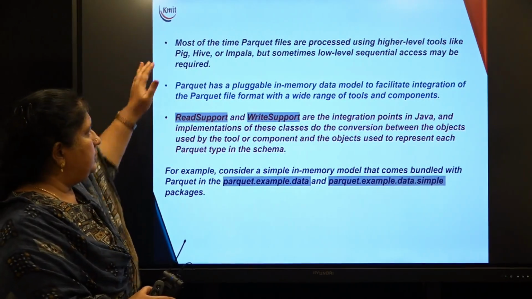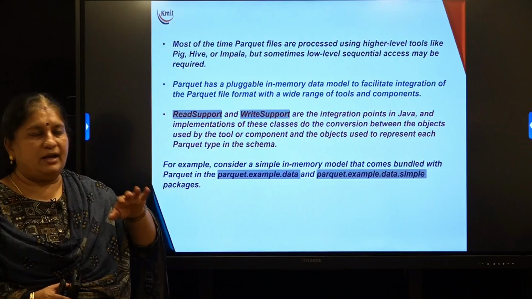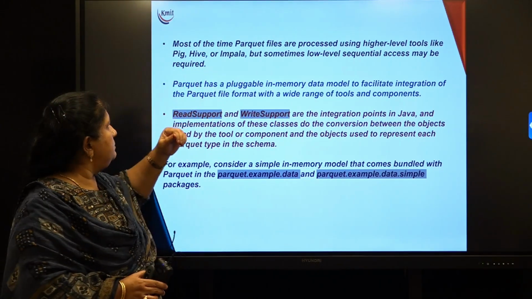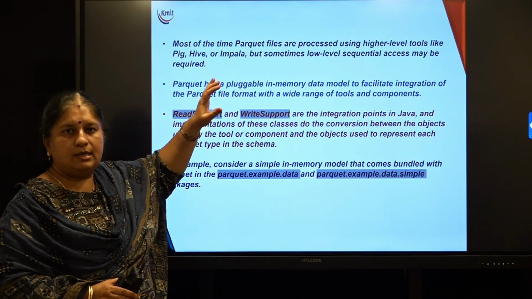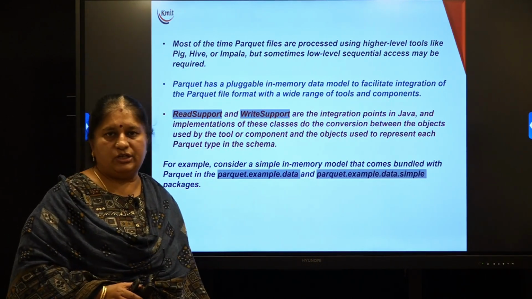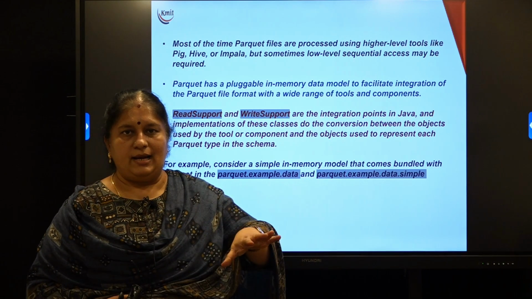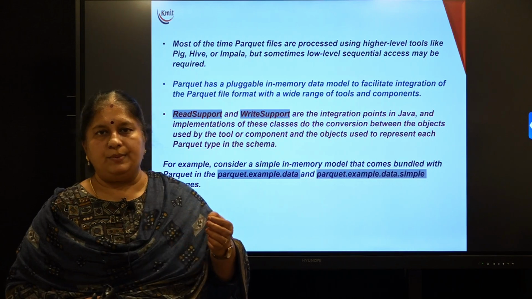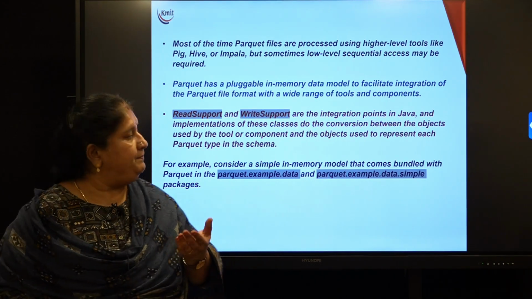Most of the time whenever we are processing the Parquet files, they are processed at the higher level. What do you mean by processed at higher level tools? We generally use Pig, Impala, Hive, etc. These are the higher level tools, and sometimes we might go for sequential access also. Sequential access is always treated as a low level access, and the rest of the accesses which we are using, tools like Pig, Impala, Hive and all, they are treated as higher level access tools.